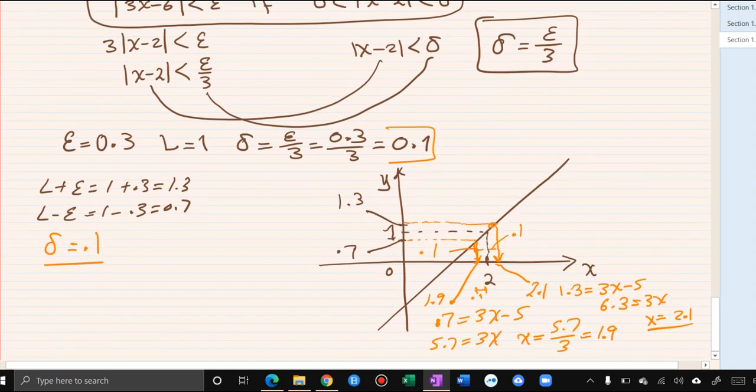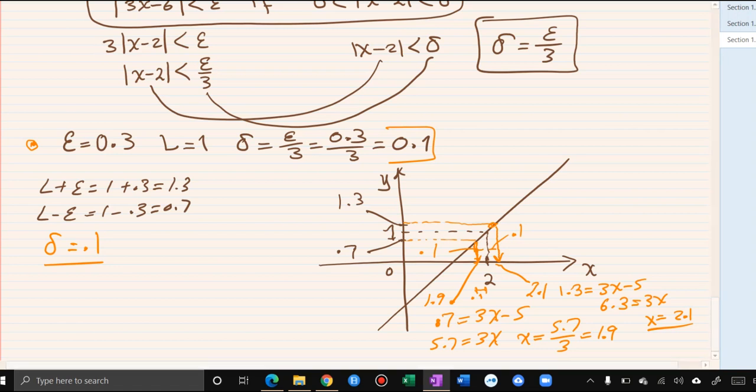And that's exactly what we were saying here. You give me your epsilon and I'll give you the delta. So here I chose an epsilon of 0.3, and for that choice delta must be 0.1. If you want to be within 1 unit of the limit L, you need to be within 1/3 of that distance to 2 on the x-axis. Okay, so this is how we prove the limit.